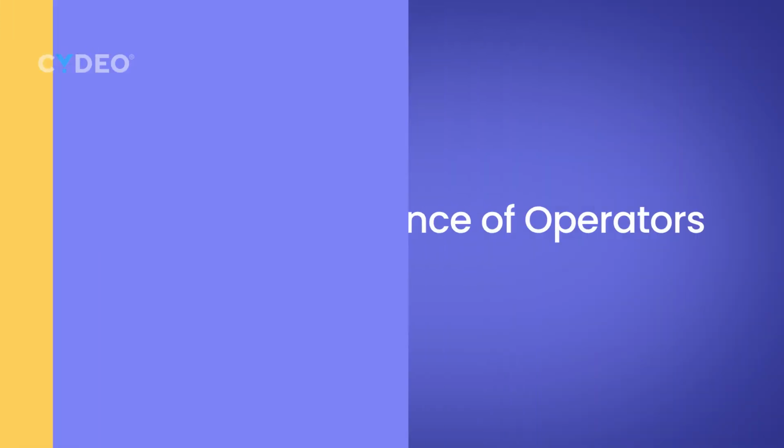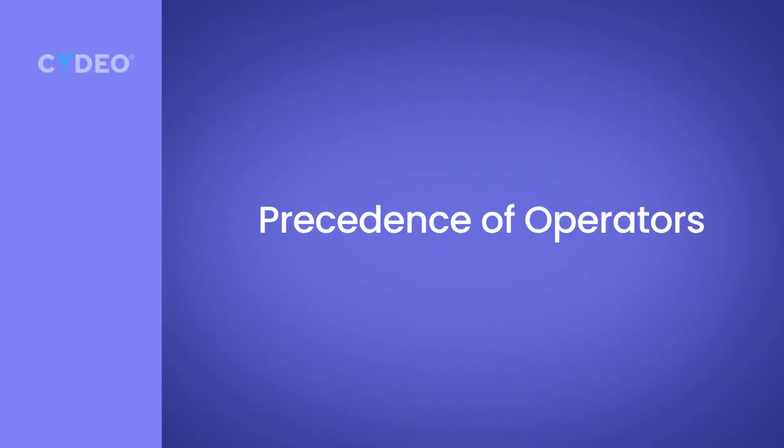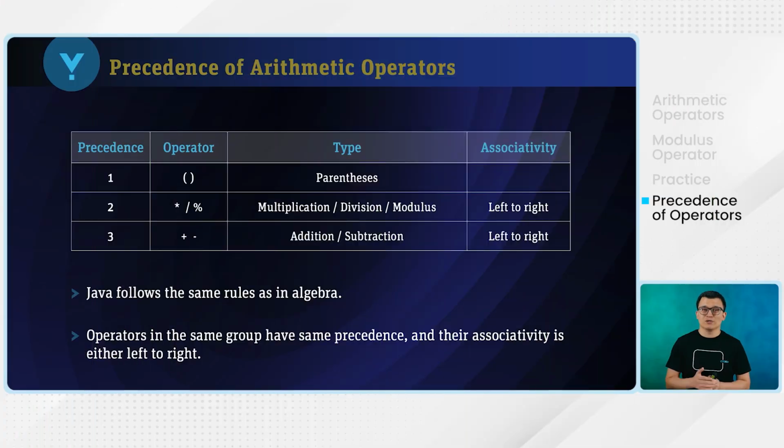And then next, we need to know the precedence of those arithmetic operators from the highest to the lowest level. So in Java, the operator that has the highest precedence is the parentheses. Just like in algebra, if there are parentheses being used, whatever is in the parentheses would be calculated first, right? In Java, it's also the same.